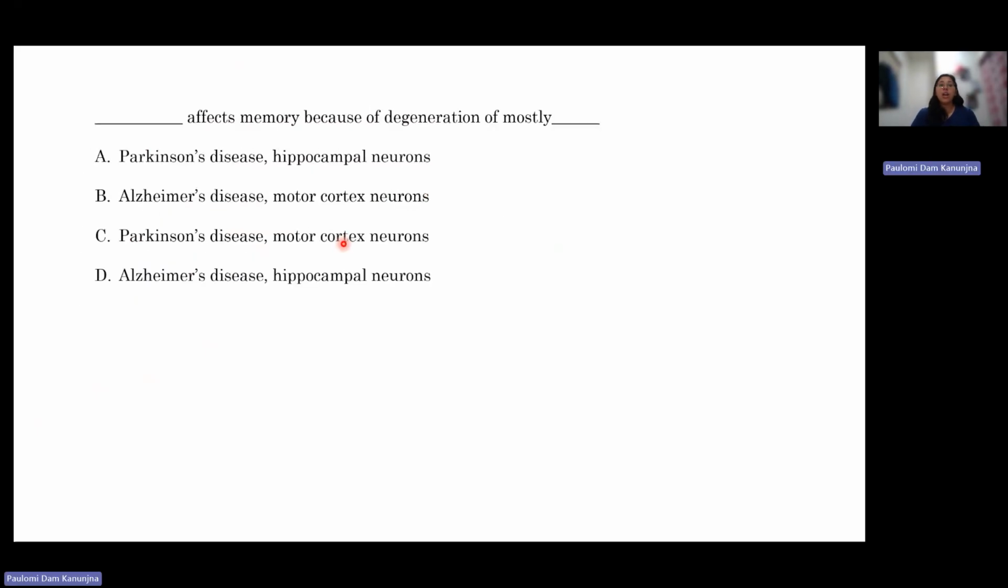Okay, that brings us to the end of the part which discussed glial cells and other cells which are part of your neural system. Let's move our gears and start discussing diseases. My only attempt is that you get a better understanding of all these diseases that we will discuss today. The first question here is: dash affects memory because of degeneration of mostly these neurons. What is the key term here? Memory. If it is about memory, and that disease is known to you, then which neurons are getting affected?